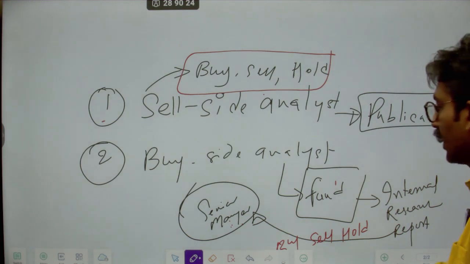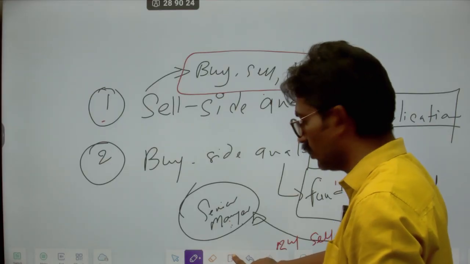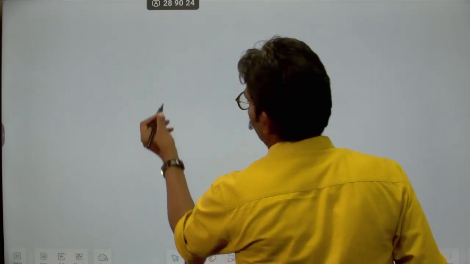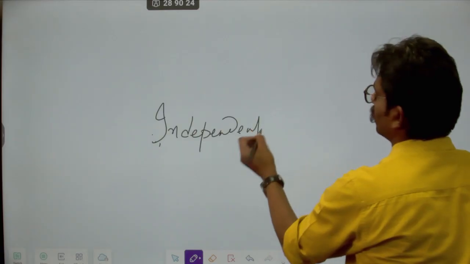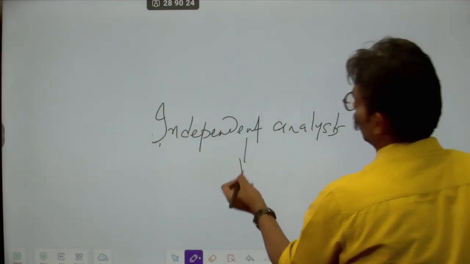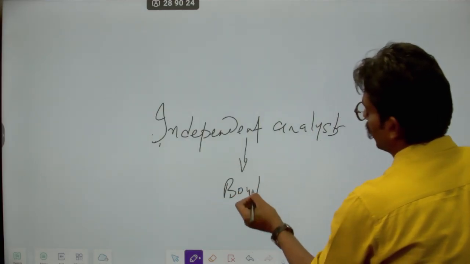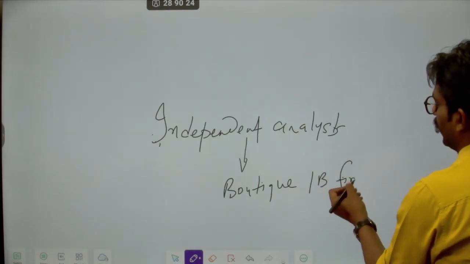And there is a third category also, which is independent analysts. Okay, they are independent analysts, and they would be providing data to who? They would be providing data to boutique investment banking firms, boutique IB firms. They will sell their data.